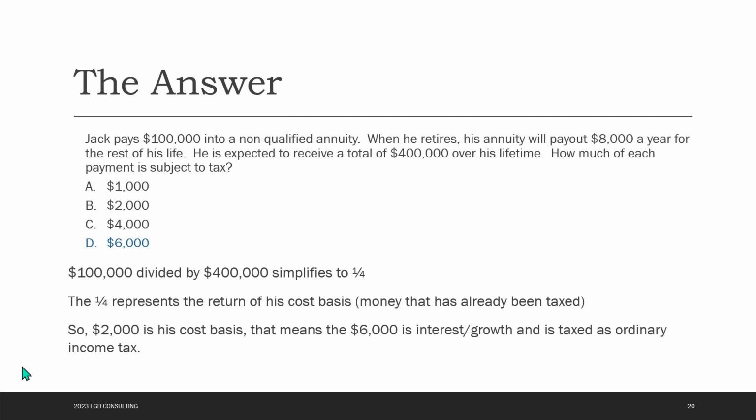They typically use Jack pays 100,000 into a non-qualified annuity. He's still getting 8,000 a year out. His expected return is 200,000. So that means one half of the 8,000 is return of his principal. The other half is going to be taxable. That's how you calculate that. So if you're going through my sample test questions, you'll see some of these questions, and the numbers will look familiar. So when you take the test, you'll recognize it. Okay?